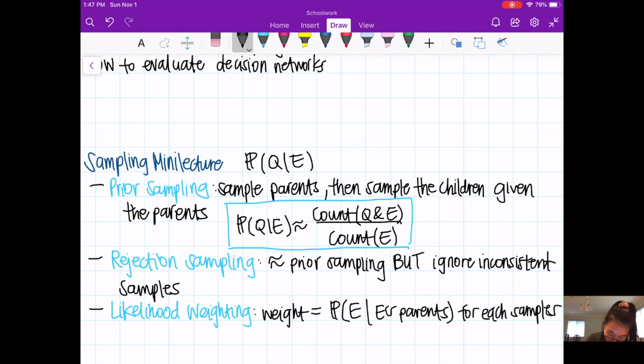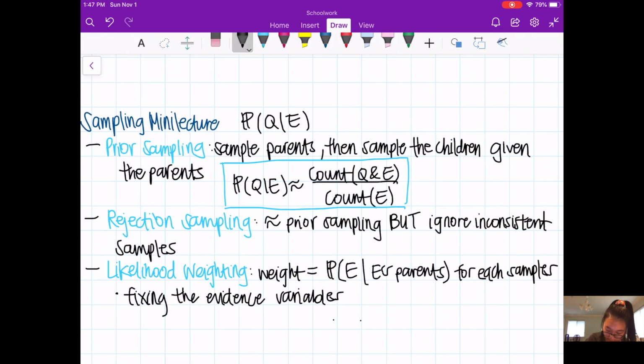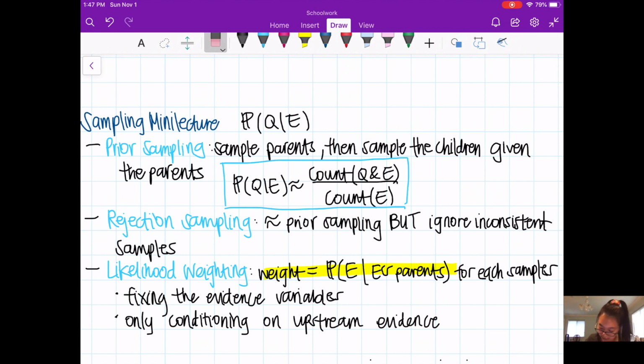And then as a part of this, we end up fixing the evidence variables. And something else that is key to likelihood weighting is that notice how for the weight, we are always conditioning on the parents. So that means that we are only conditioning on upstream evidence. So it's only when the evidence is considered a part of the parent, then it is conditioned upon. So that's a key trait to keep in mind for likelihood weighting.